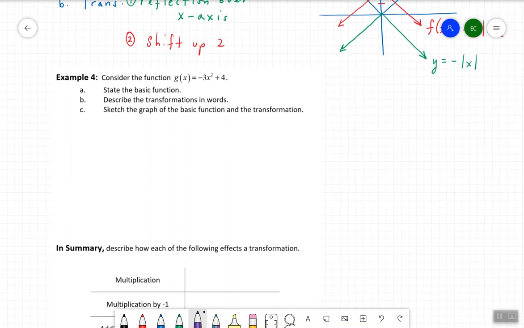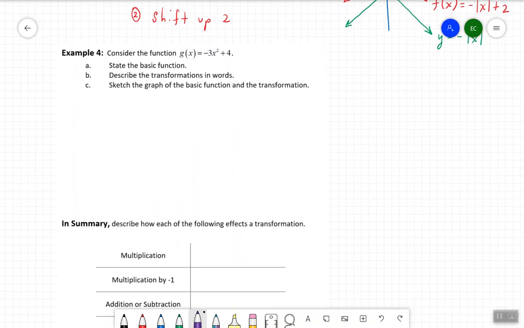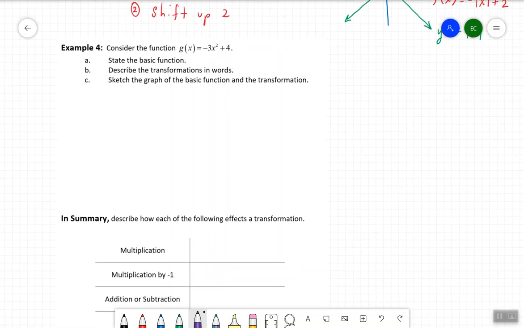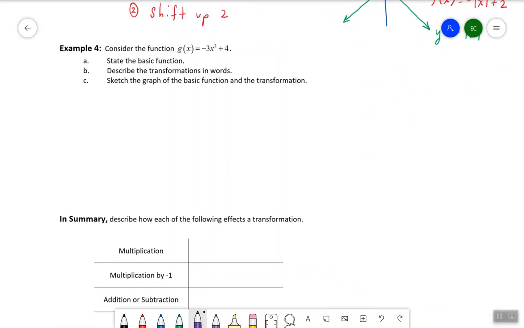Okay, let's go on to number 4. This is a function that I gave you at the beginning of this section, at the beginning of the first video in this section. And so let's go ahead and do it. We have a basic function, y equals x squared. And then how many transformations do we have this time?